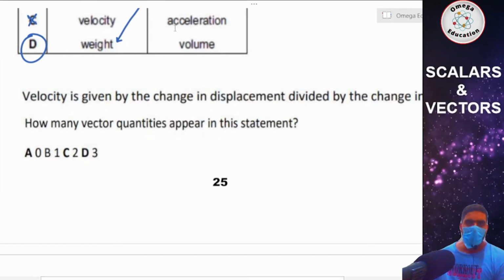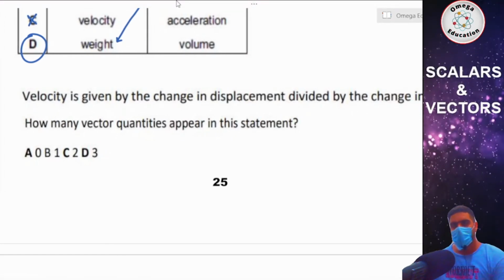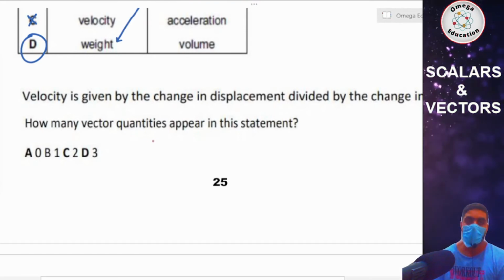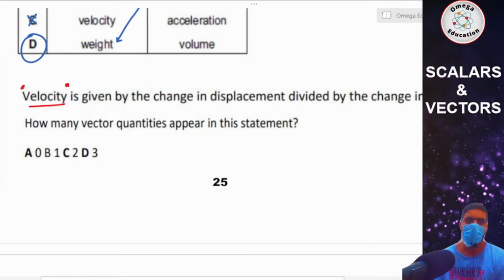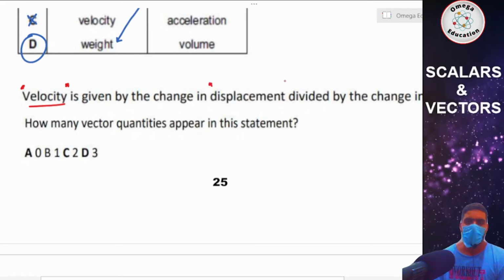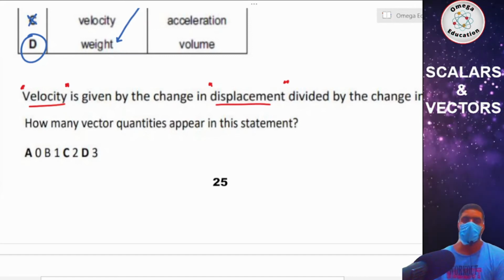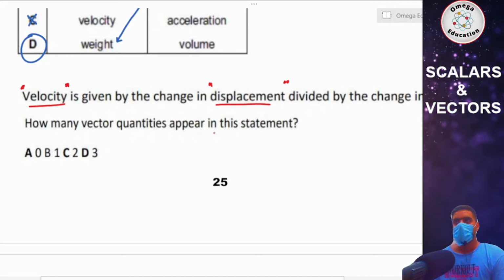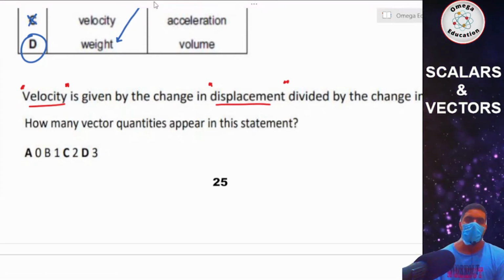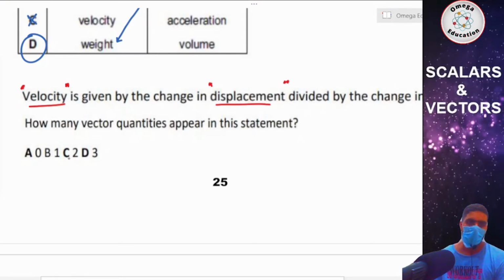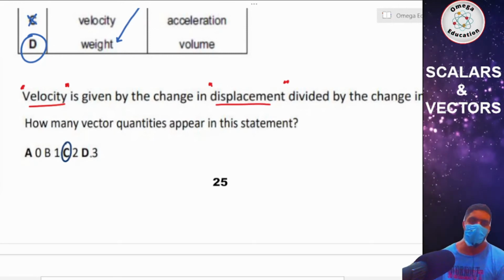Velocity is given by the change in displacement divided by the change in time. How many quantities appear in this statement? How many vector quantities? We started with velocity. This one is a vector. There's another quantity, displacement. That one is a vector. There's another quantity, time. Time is not a vector quantity. It is a base quantity, and like I said, all the base quantities are scalar. So how many vector quantities do we have from here? 2. So C, 2, is the right answer for this one.